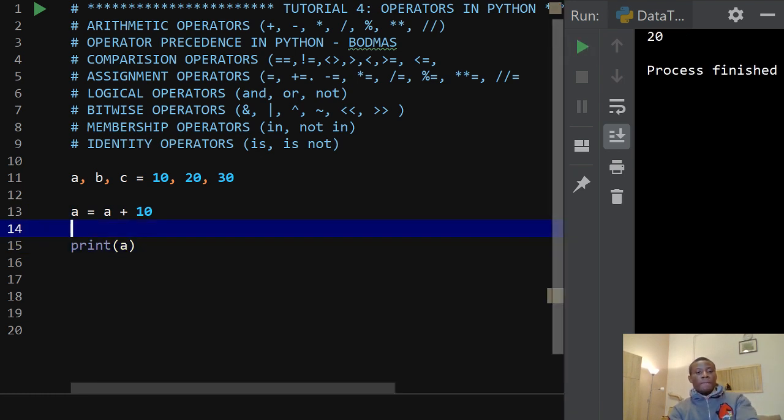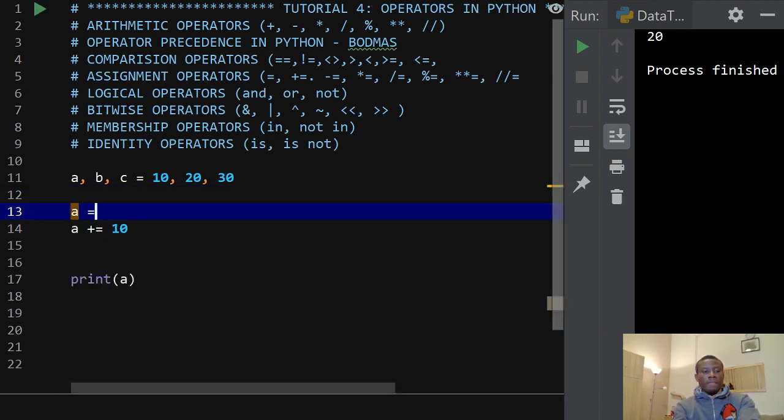Right, good. But now Python allows us to write this in just one single line. Let me show you how to convert this to this. Take out one of the A's and just swap the positions of the plus and the equal sign. So A plus equal to 10 is the same thing we wrote before, A is equal to A plus 10. That is exactly the same thing. So this is more like a short form of writing it.